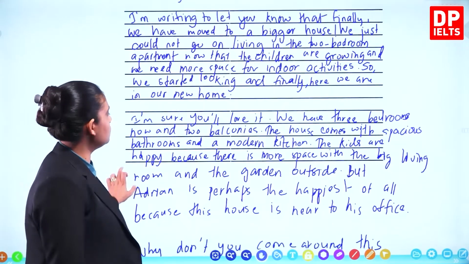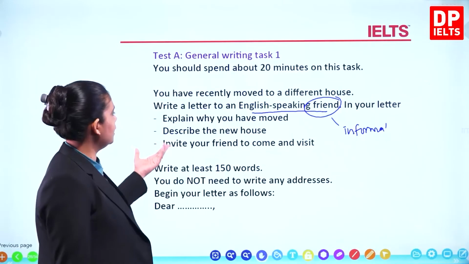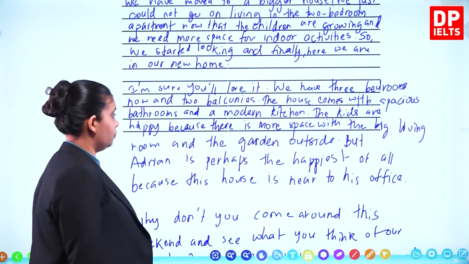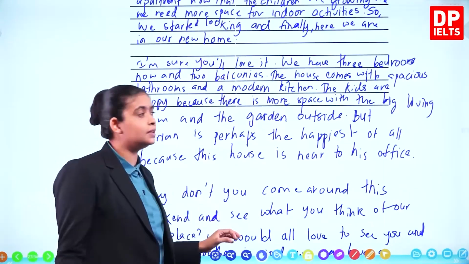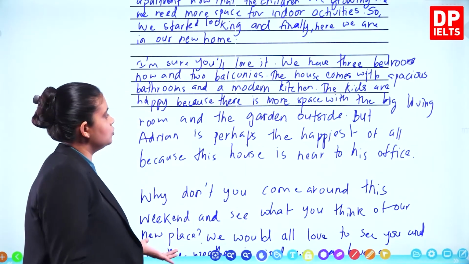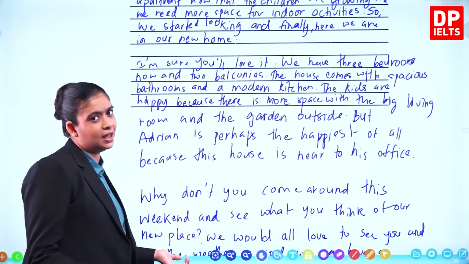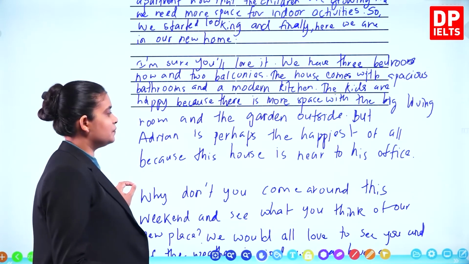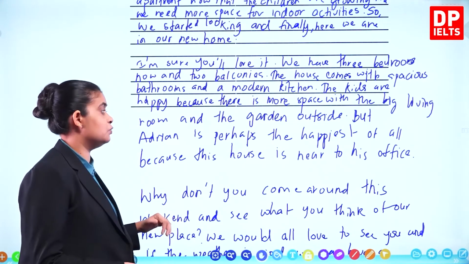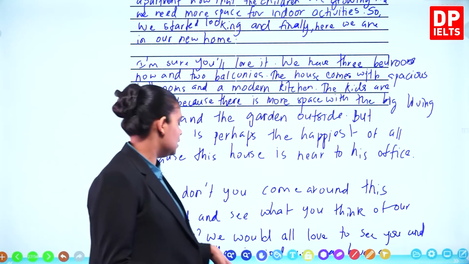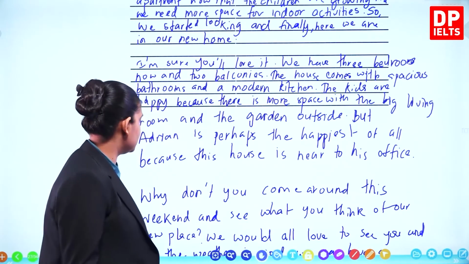Then coming to the next one, what do I have to do? Tell her about the new house. So I tell her, we've got 3 bedrooms, we've got 2 balconies, there's a nice modern kitchen, spacious garden and living room as well. And I also tell her a bit of news that Adrian, my husband, is really happy because the house is close by to his office.